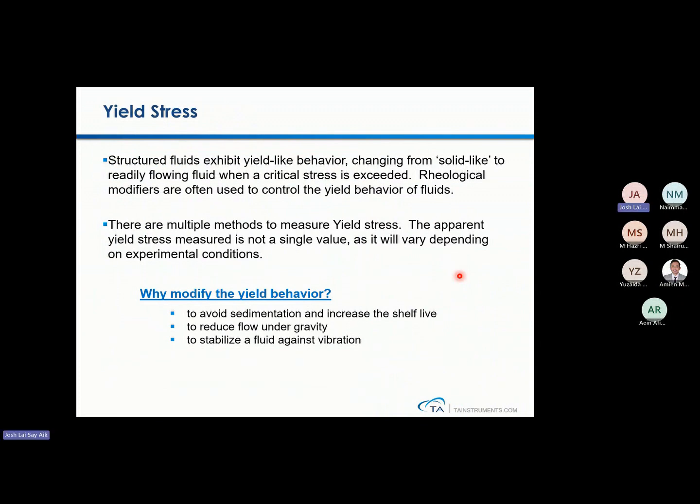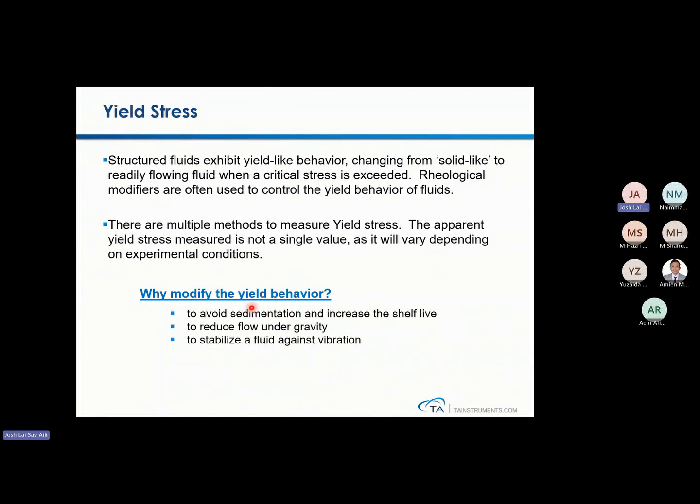I believe yield stress is the most common parameter that people like to find with rheometers. Typically we have multiple methods to measure yield stress, but the apparent yield stress is not a single value; it varies depending on experimental conditions. So why do people need to modify the yield stress or know the yield stress value?